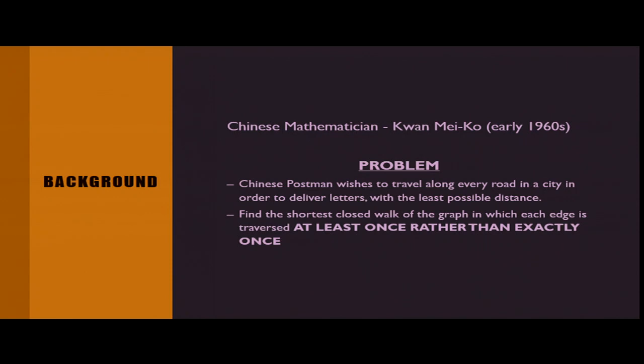The problem is that this Chinese postman wishes to travel along the roads in a city in order to deliver his letters with the least possible distance. We have to find the shortest closed walk of the graph in which every edge is traversed at least once. This differs from the traveling salesman problem, whereby each edge is only allowed to be traversed once, but the Chinese postman problem allows you to travel more than once.